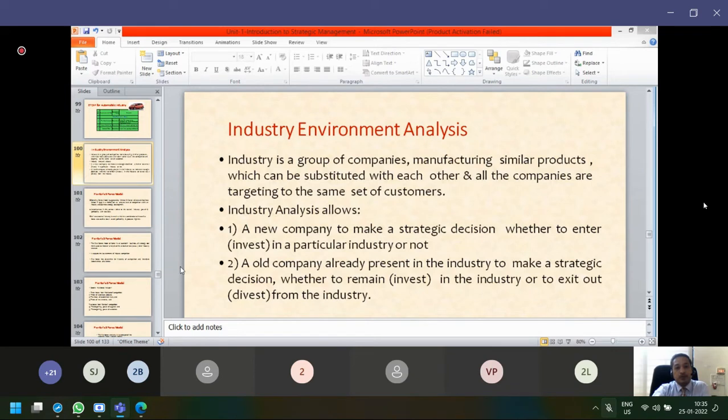Then secondly, an old company already present in the industry can make a strategic decision whether to remain in the industry or to exit from it. Is the industry favorable to remain in, or can we switch our operations into any other industry? To take this decision, industry environmental analysis can help a decision maker decide whether to stay in that particular industry or to change operations to enter another industry which is more favorable.